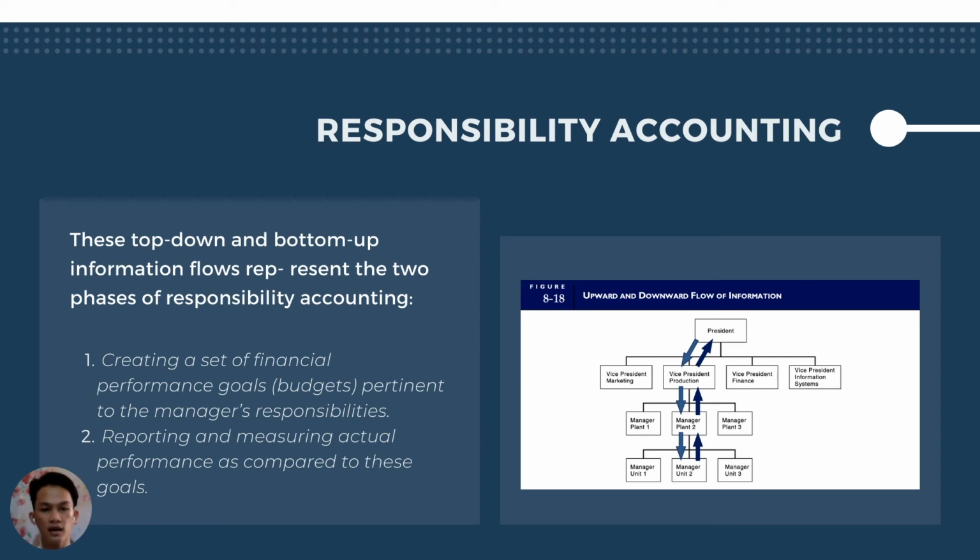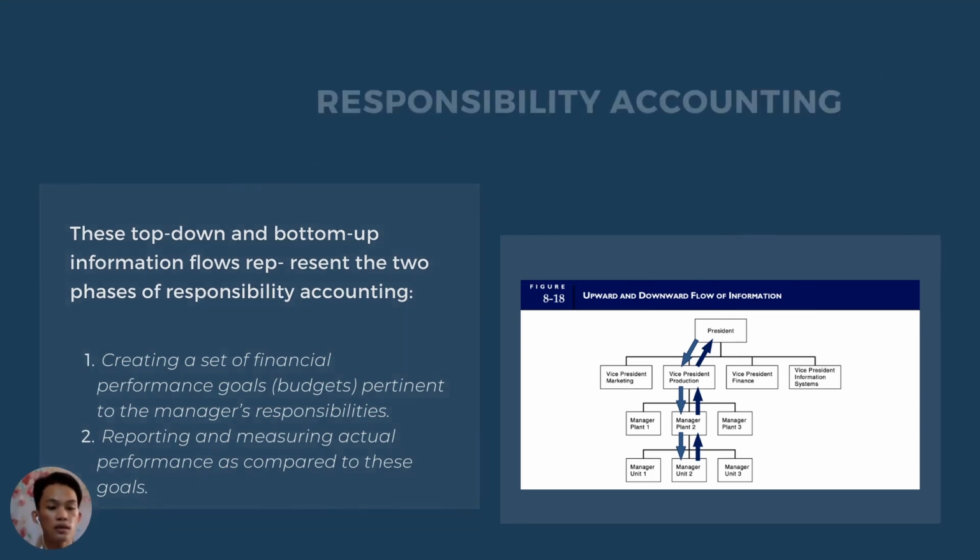The second phase of responsibility accounting is intended for the results. We now compare the results of what the lower management did against the budget allocated by the higher management. If you notice here, the arrow is the bottom-up, from the bottom going to the top. So now they will decide. We will see if there are changes, whether we got a profit or a loss from producing the product.